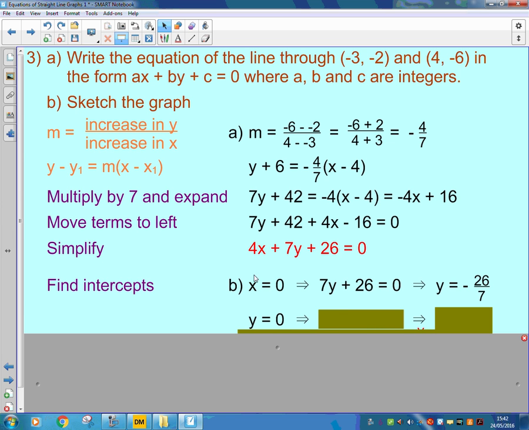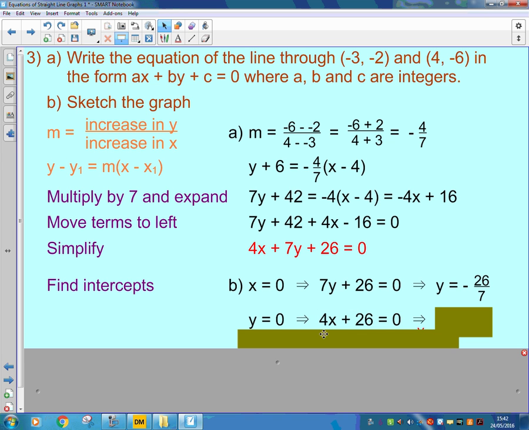For the x-intercept, y equals 0, 7y will disappear, you're left with 4x plus 26 is 0. Here I'm going to halve it because 2 goes into each number, so I get 2x plus 13 is 0, 2x equals minus 13, x equals minus 13 over 2. I could have written minus 26 over 4, but it's better to have it cancelled down.